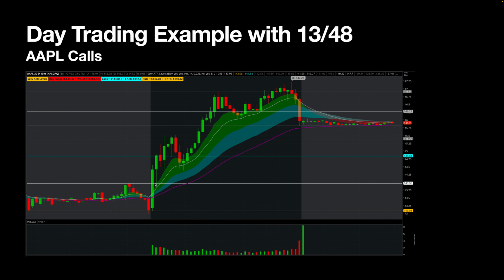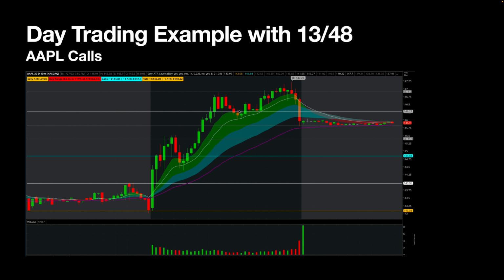So if you got an entry here, you could have exited at the call trigger. If you saw this resistance here, maybe you wanted to take a quick scalp on it, that would have worked. If you're day trading and you're holding it and it never closes a 10-minute candle below the 13 EMA, and it certainly doesn't close below the 21, so if this is your entry, you basically can hold this trade all the way.